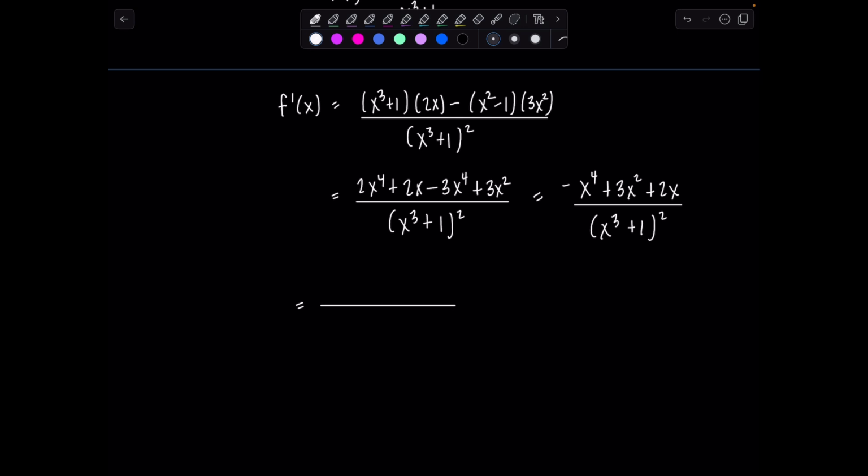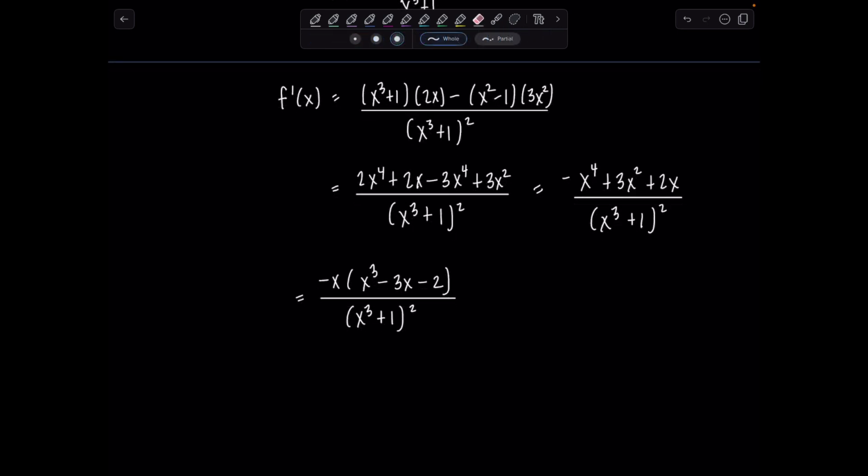Let me take a negative x out of the numerator. Then we have here x cubed minus 3x minus 2 over x cubed plus 1 squared. So keep in mind, I'm only interested in substituting in values of x that are greater than or equal to 1, because that's where n starts in our series. And I can play around with this a little bit. I know the denominator is always positive. And then this negative x out here, that's always going to be negative because I'm only plugging in x's that are greater than or equal to 1.